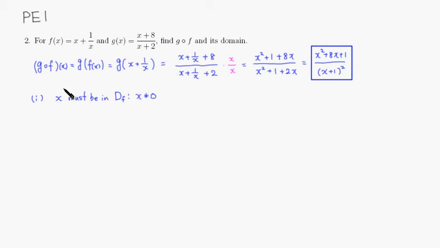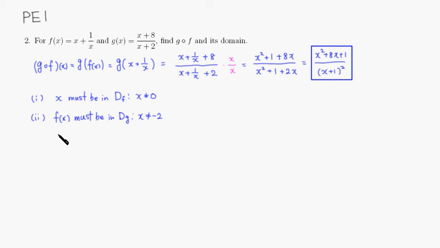And two, since you are plugging f of x into the g function, we have to make sure that f of x is in the domain of g. So number 2, f of x must be in the domain of g, which is all real numbers except -2. So we have to avoid -2.